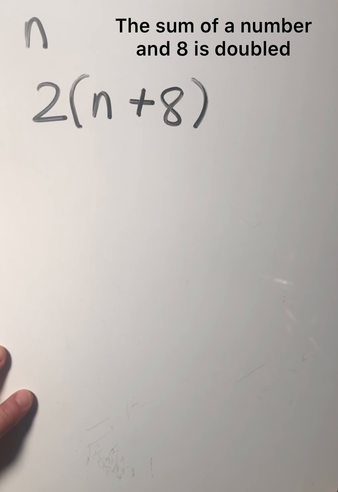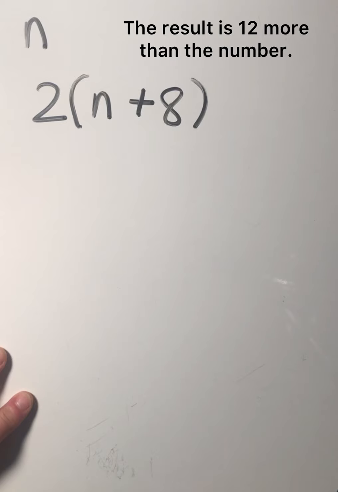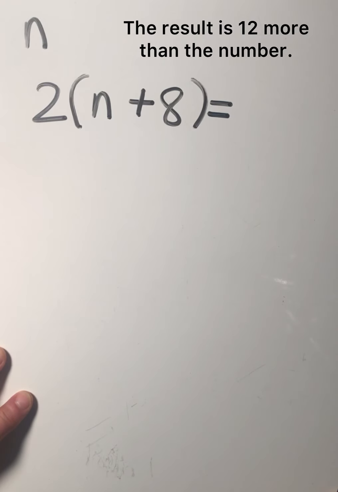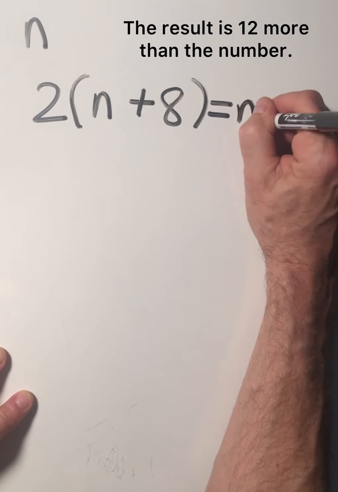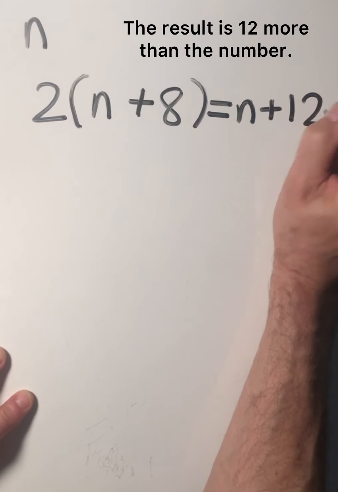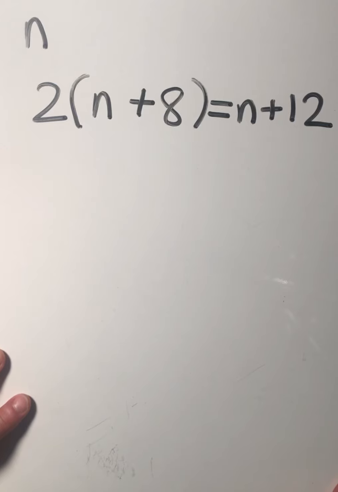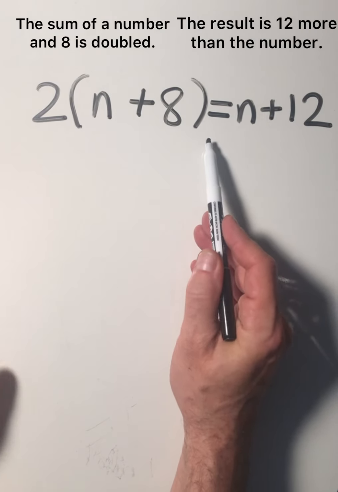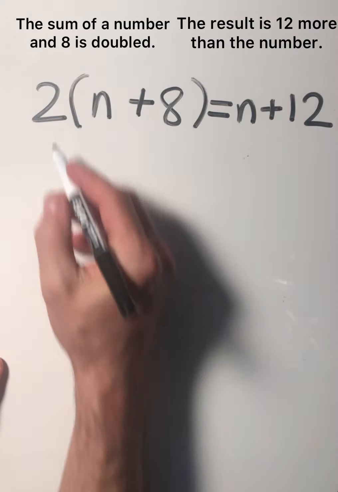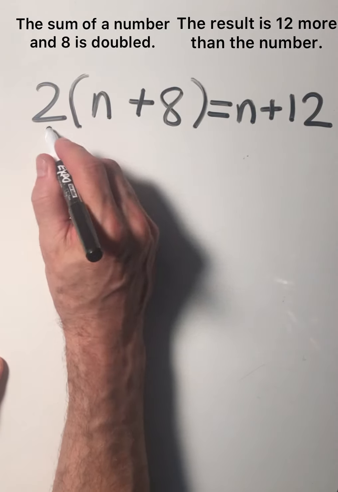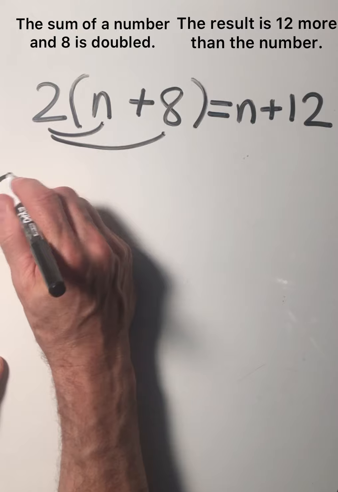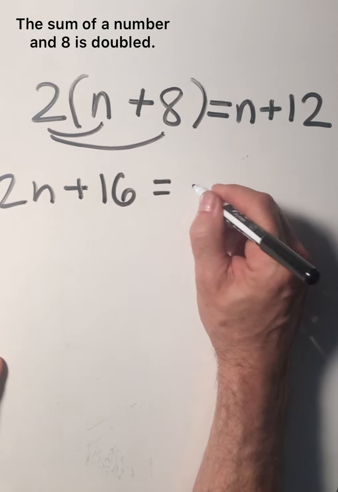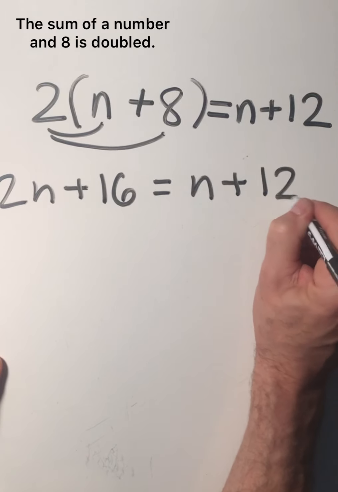It says the result is 12 more than the number. So the result is, well, an equal sign. 12 more than the number would be the number plus 12. So now we have one equation that we can solve. 2 parentheses n plus 8 is equal to n plus 12. We'll solve that by simplifying using the distributive property on the left side of the equation. 2n plus 16 equals n plus 12.